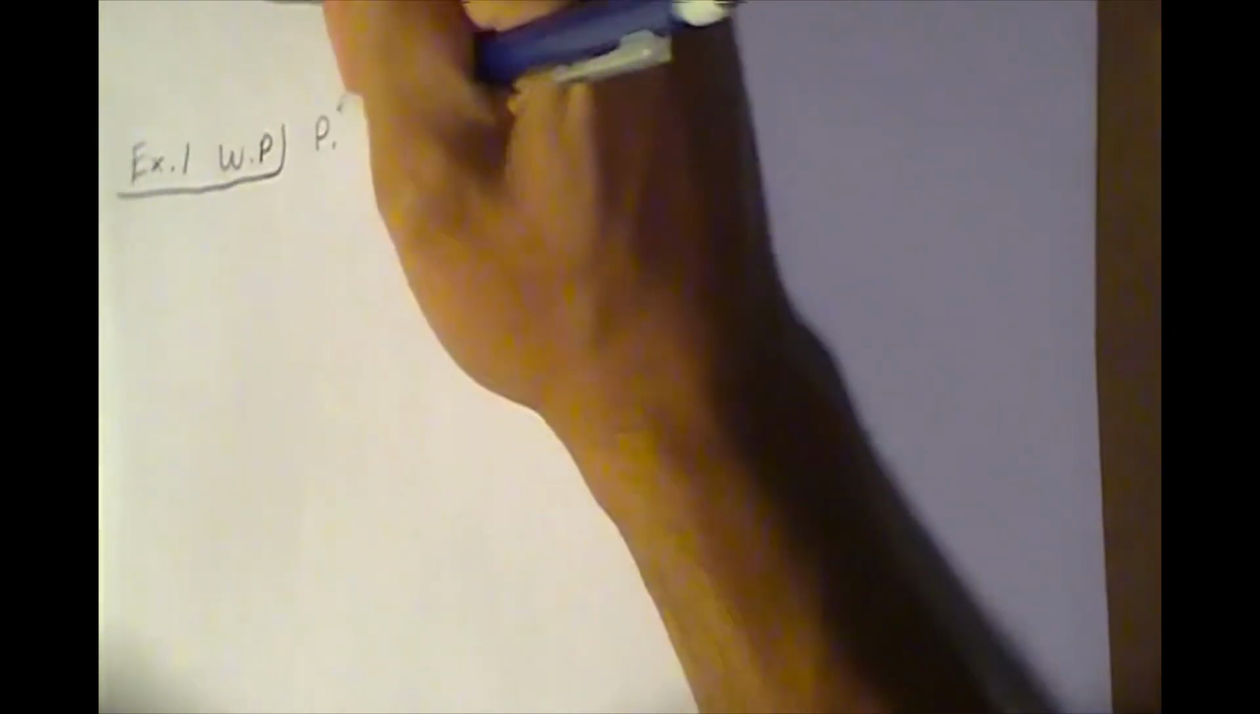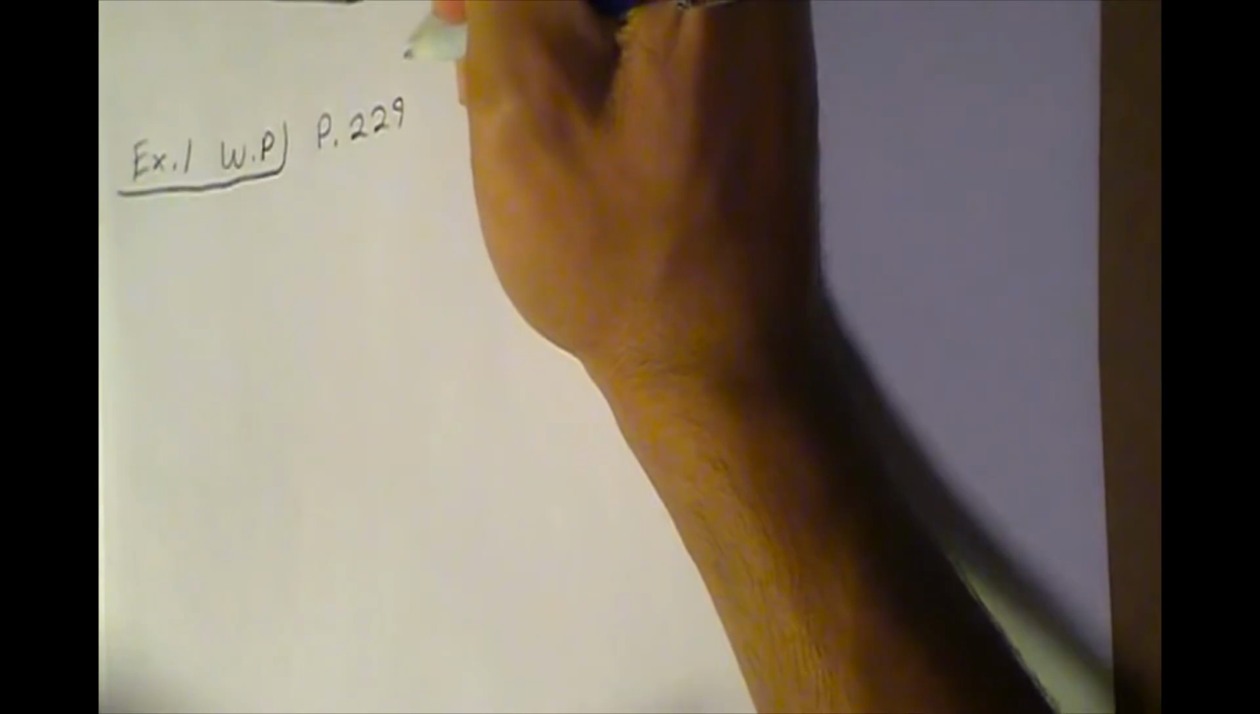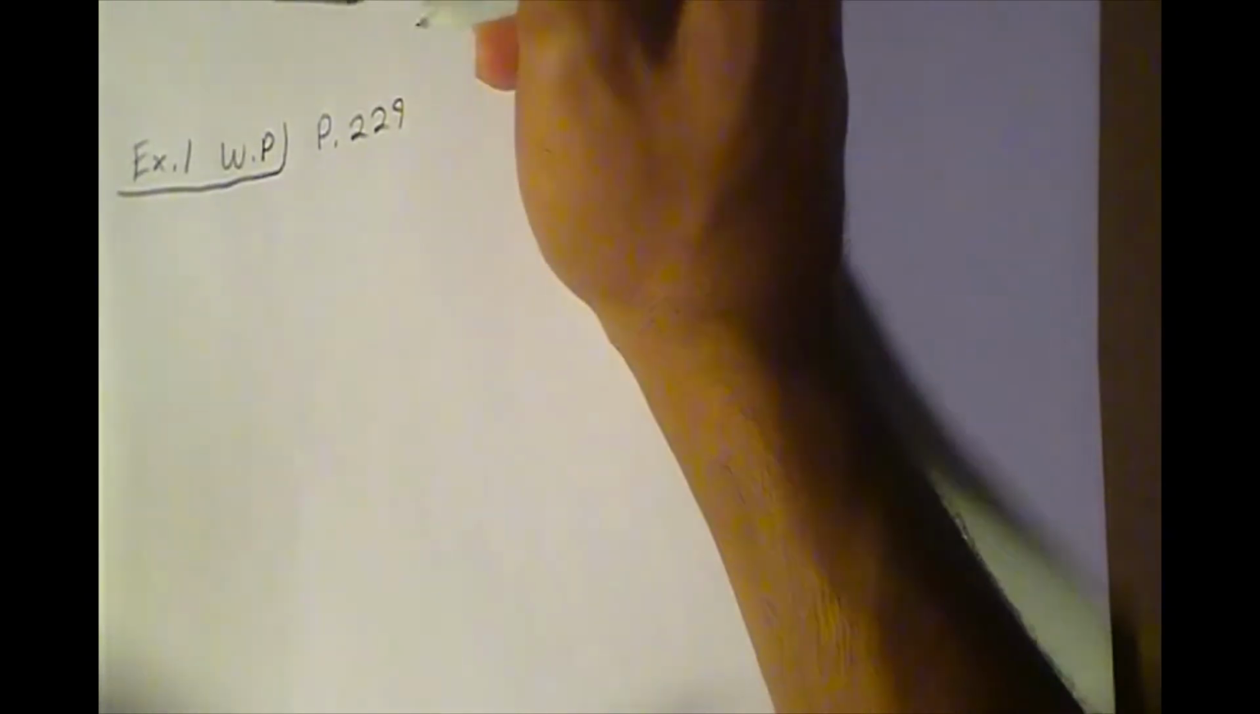Now, other times, your job of writing equations comes off as word problems. So this word problem, we'll call it example 1. It can be found on page 229 of the Integrated Math 1 textbook. After all, this is tailored towards Integrated Math 1 students. So the word problem goes like this.